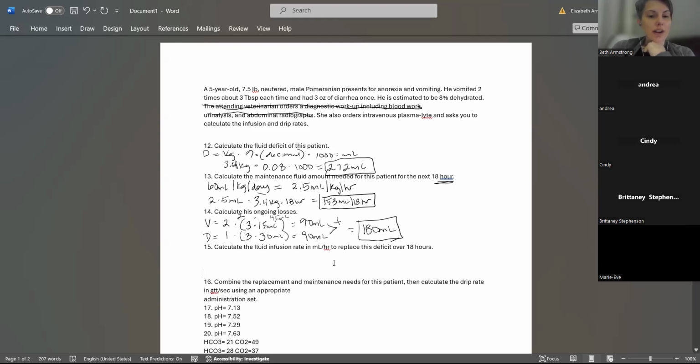Now we need to calculate our infusion rate for the next 18 hours. Okay. So we add all of these together because these are all very important to fix for this patient. So 272 mLs plus 153 mLs plus 180 mLs. All right. And that's going to be how many mLs we need in 18 hours. Okay. So 272 plus 153 plus 180: 605. For 18 hours.